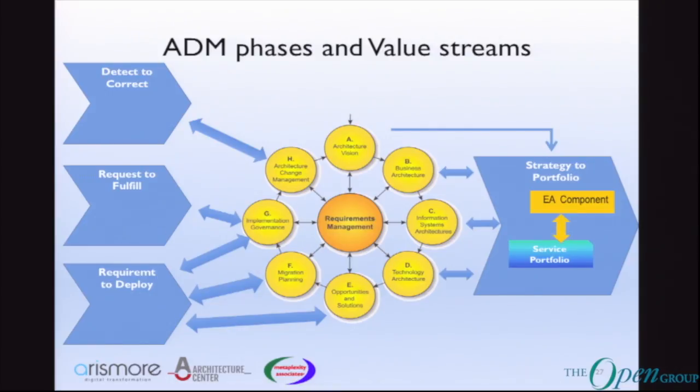into the production environment. The last one, detect to correct, is in some way a maintenance of the service. And as I said, phase H is also the maintenance of the architecture. So we'll probably have a dialogue between the people from the architecture and the people from the detect to correct phase.